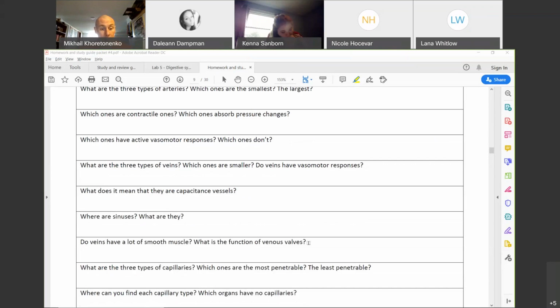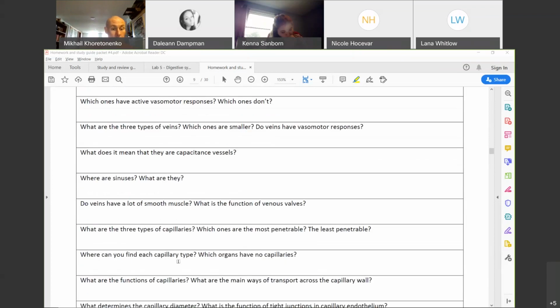Three types of capillaries: continuous capillaries, fenestrated, and sinusoid. Most penetrable are sinusoid, least penetrable are continuous capillaries. Each capillary type.